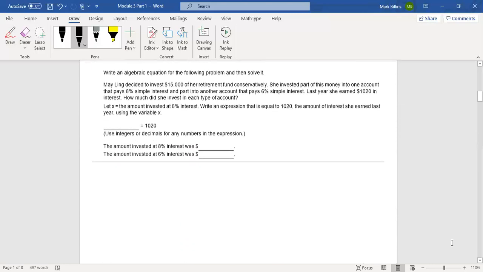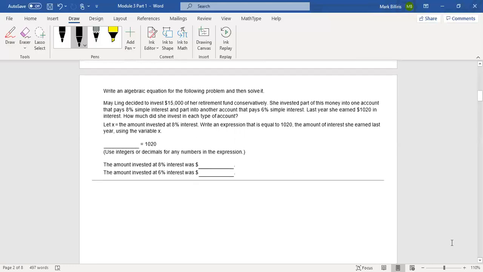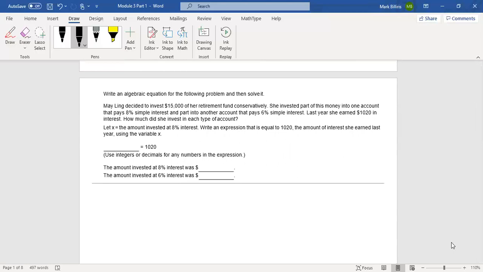Our next example. May decided to invest $15,000 of her retirement fund conservatively. She invested part of this money into one account that pays 8% and part into another account that pays 6%. Last year, she earned $1,020 in interest. How much did she invest in each? We don't know how much she invested at 8%. So let's say, let X equal the amount invested at 8%.